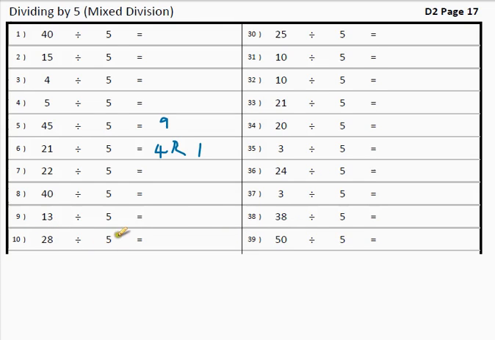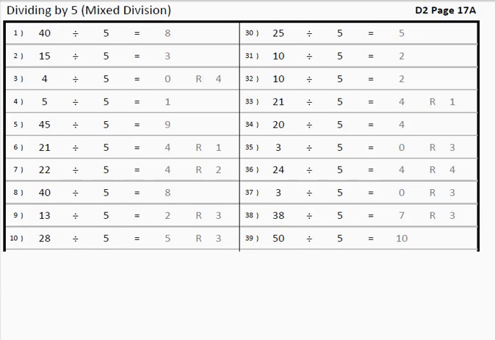Okay, if you have 28 divided by 5, we know that in our 5 times table there's 25 and then it's 30. This is 5 times 5 and that is 6 times 5. So 28 divided by 5 will be 5, and 28 is 3 more than the 25. So my remainder will be 3. Okay? It's your turn, you do the rest. There are your answers. Please check them now, pause the video.